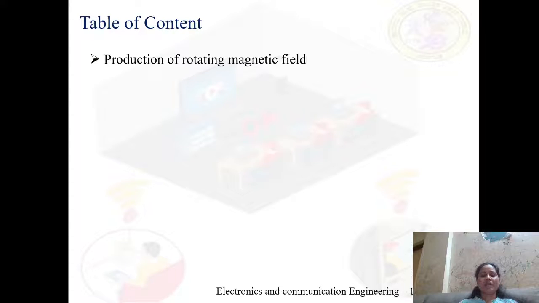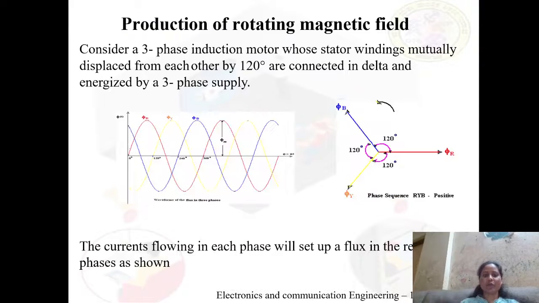Hi, let us continue our discussion on three-phase induction motor. We know that in case of AC machines, that is either in synchronous generator or in a three-phase induction motor, the conductor will be static and the magnetic field will be rotating, right? So let us understand the concept of rotating magnetic field and how it is being produced.